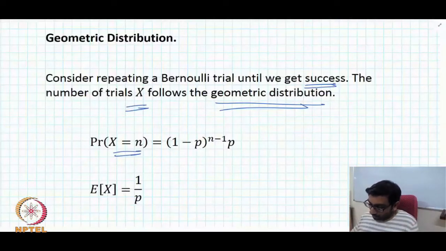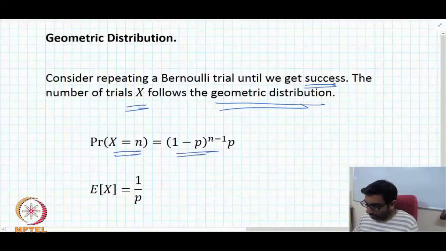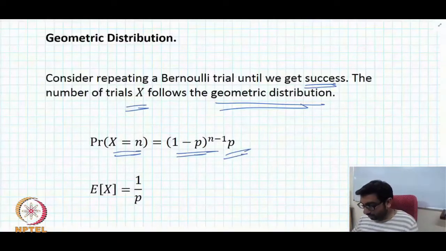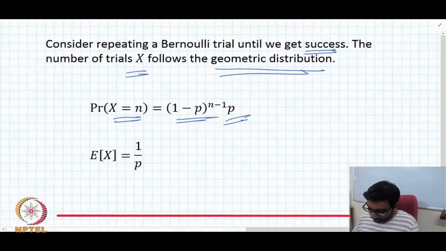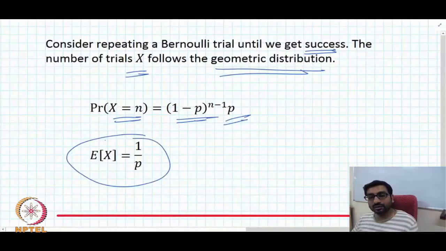So the first n-1 trials were all failures, and the nth trial was a success. So that's why we have n-1 failures and the nth trial is a success. With a little bit of work, which we will skip for now, we can show that the expectation of x is equal to 1 over p.